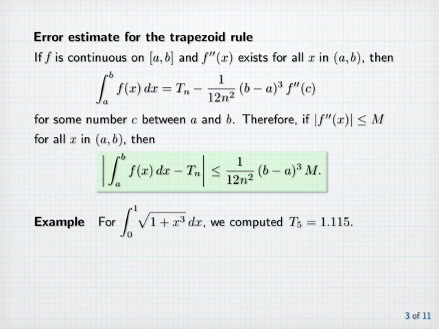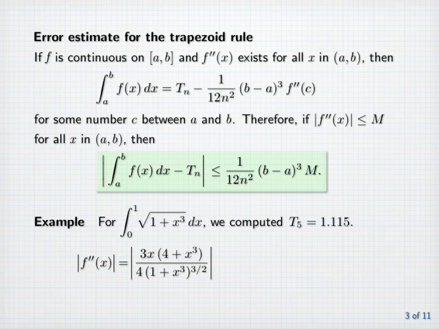we just computed T5 equal to 1.115. Now let's estimate the error. We'll omit the details of the computation, but the second derivative of the square root of 1 plus x cubed ends up being 3x times (4 plus x cubed) divided by 4 times the 3/2 power of (1 plus x cubed). Now we're interested in the absolute value of this function, and we'd like to estimate the maximum value of this over the interval 0 to 1.